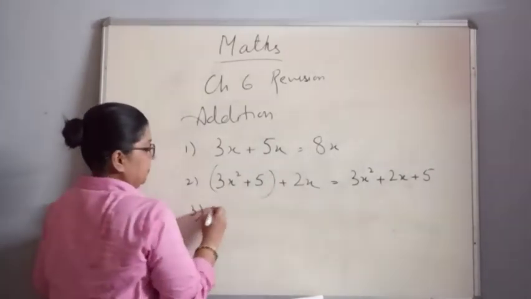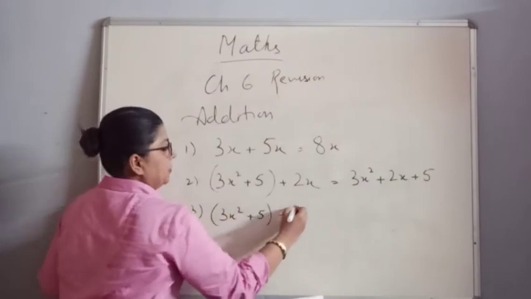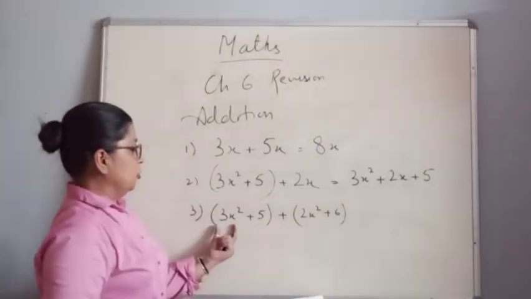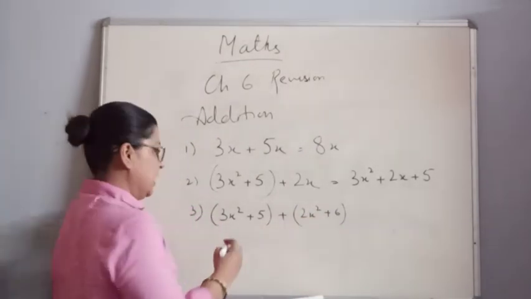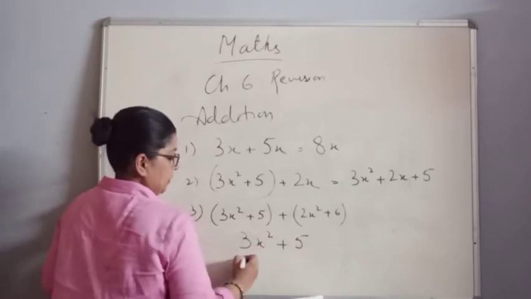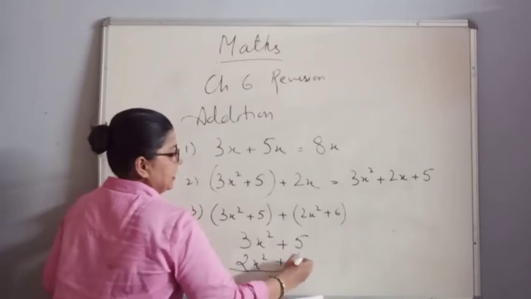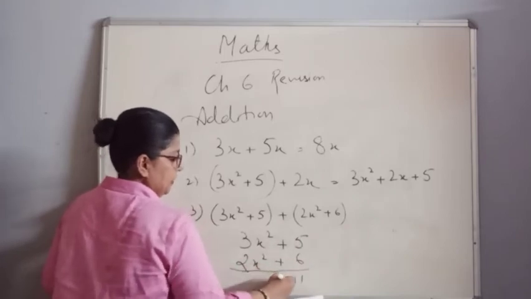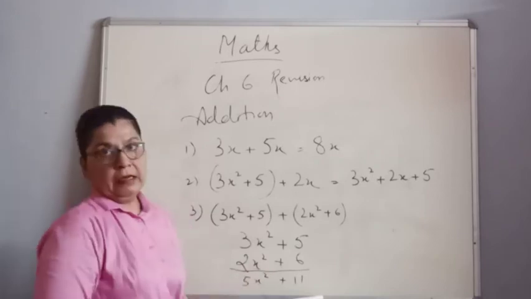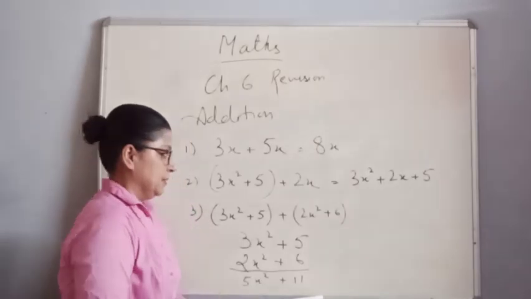But if I have 3x square plus 5 plus 2x square plus 6, then 3x square will be added to 2x square. We can use the column method. 2x square plus 6. We will add them. 6 plus 5 is 11. 2 plus 3 is 5x square. In addition, we can use the horizontal method as well as the column method.